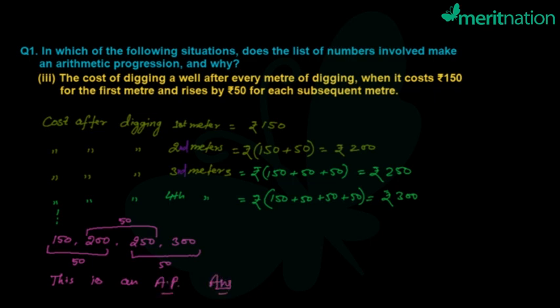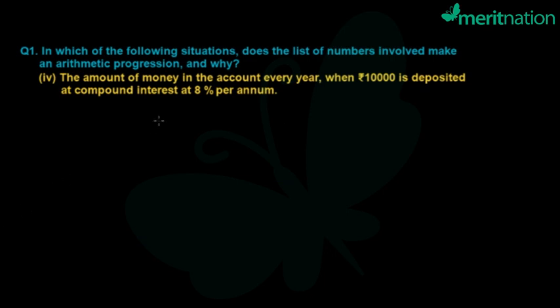The next and last part is the amount of money in the account every year, when 10,000 is deposited at compound interest at 8% per annum. So the amount after the first year will be 10,000 times 1 plus r by 100, that means 8 by 100, raised to the power of time. Time is 1 year.